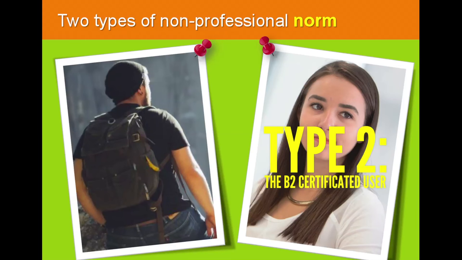And type two is what I call the B2 certificated user, but you know, replace the B2 with B1 or C1. More about this in a minute. I'm going to spend a few minutes with each of the types. And I want us again to compare these types with what we said before about what is professionalism in English language teaching. So, type one, the native speaker conversationalist, very, very much in demand.